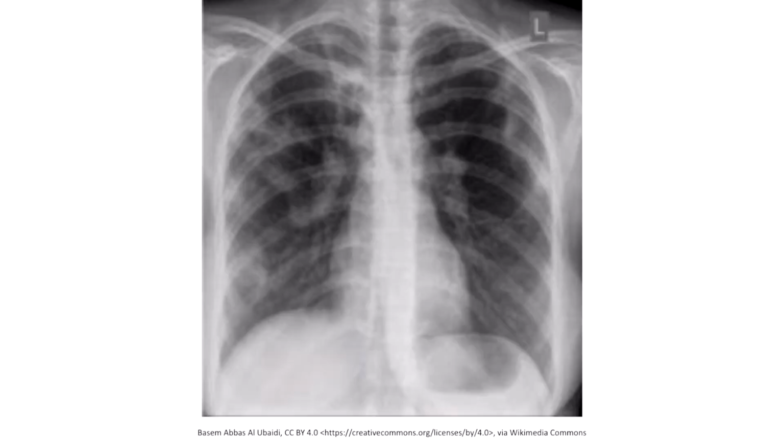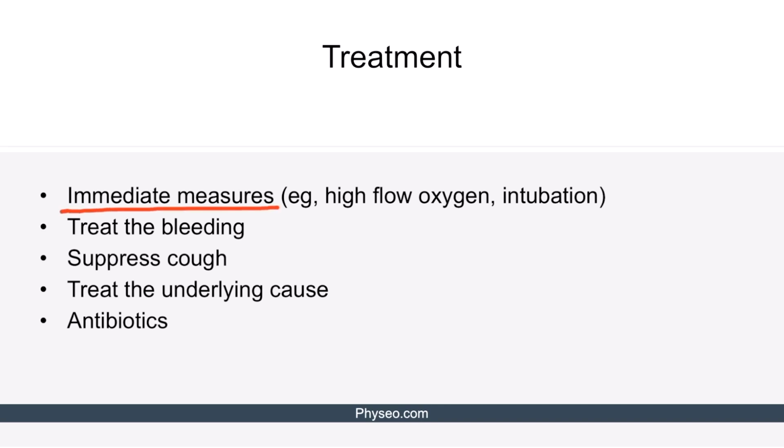Here's a chest X-ray showing an antero-posterior view of the chest. The patchy opacities and areas of consolidation are clearly seen. Immediate measures include nursing the patient in an upright position or resuscitation if needed. High flow oxygen may be required. Intubation with an endotracheal tube can protect the airway.